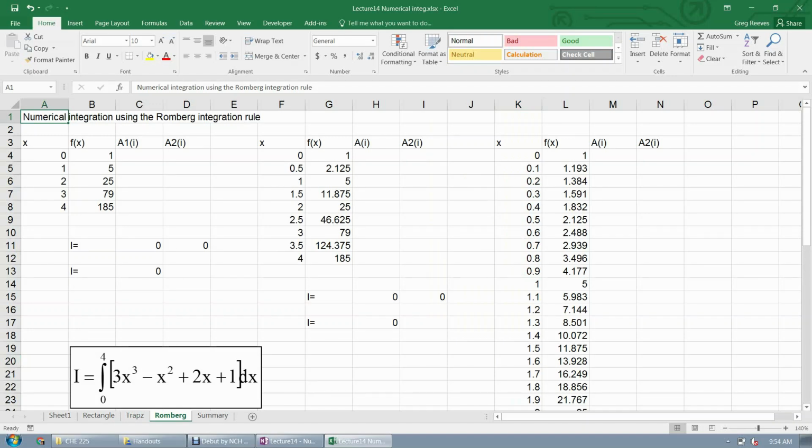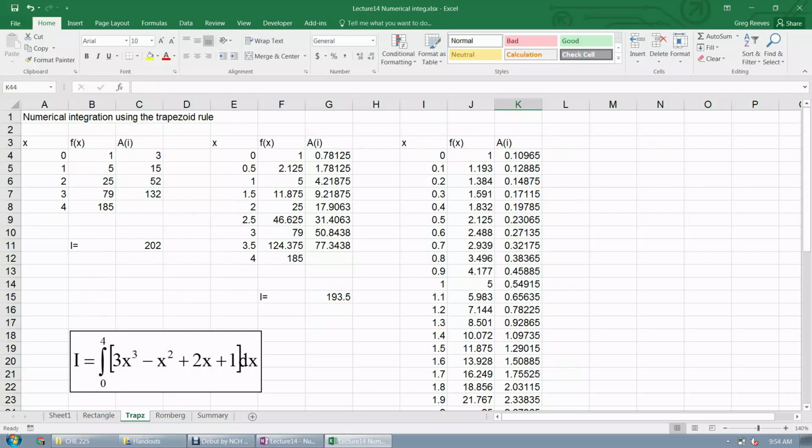And lastly, what we're going to do is Romberg integration. Now remember, in Romberg integration, we're going to take 2 different approximations to the integral, and then we're going to add them together in a particular way. So to do that, I know I called it A0 and A1, but here we have A1 and A2. It's really A1 and A0.